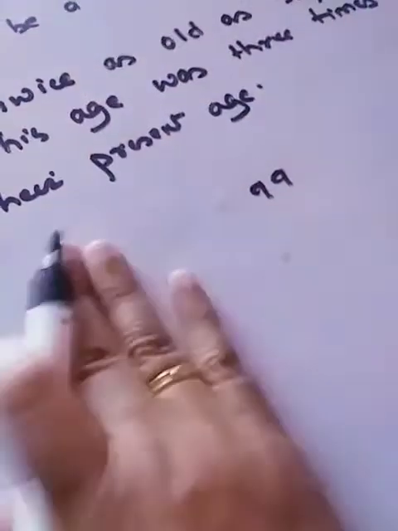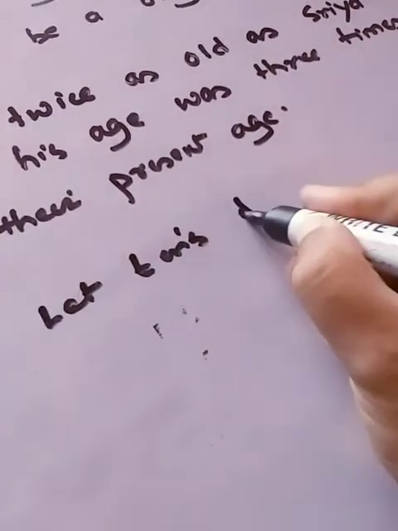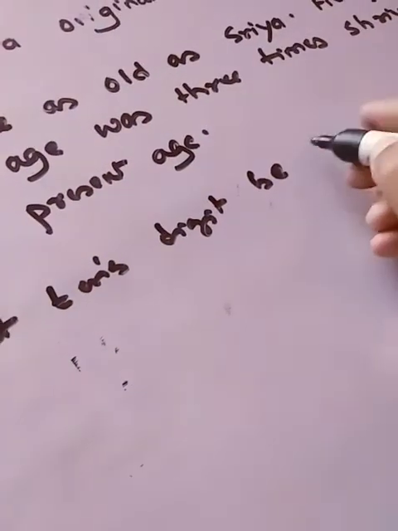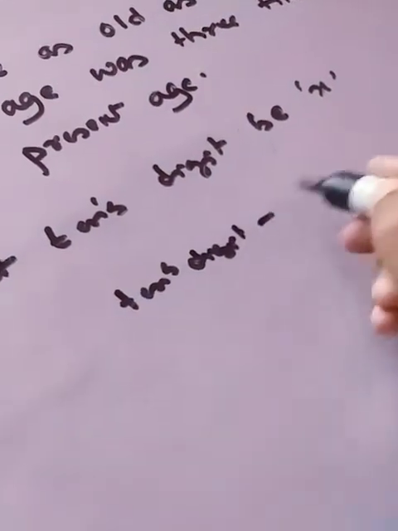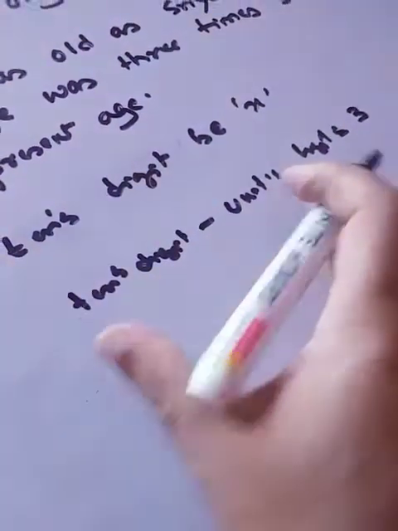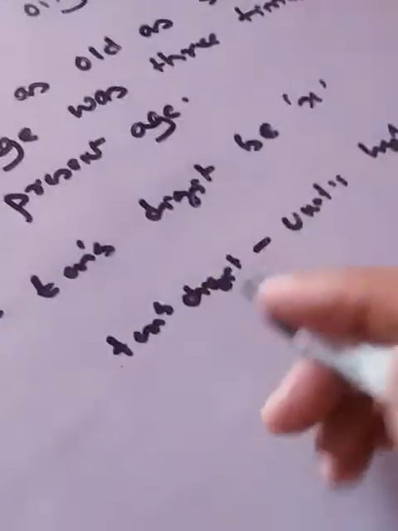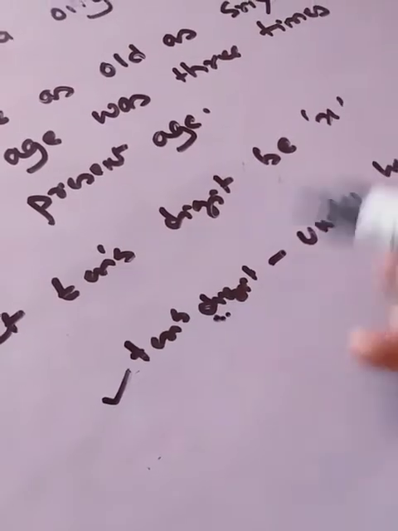So let us let the tens digit be x. What we wrote just now, tens digit minus unit digit is equal to 3, was the first possibility. The second possibility was also there: unit digit minus tens digit equals 3. You can follow any one, no problem with that. I am following the first one, tens digit minus unit digit is equal to 3, so I have let the tens digit be x.